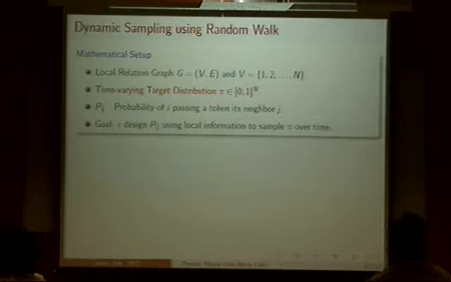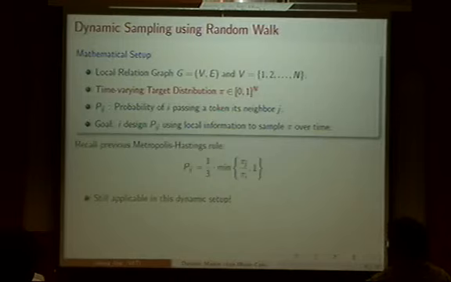Now I'm going to talk about a more general problem, the dynamic sampling problem. The setup is the same as before. The only difference is that now the target distribution is time varying. It is changing over time. The goal is the same. I need to design Pij using local information to sample this time varying distribution over time. The question is whether this is possible.